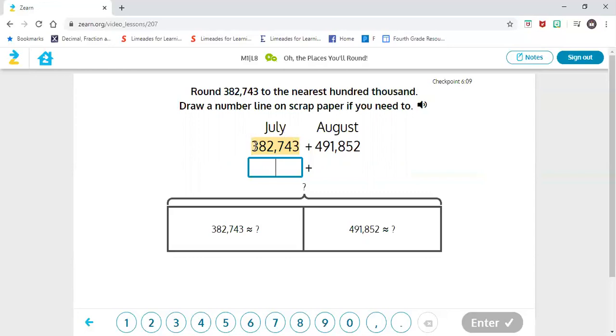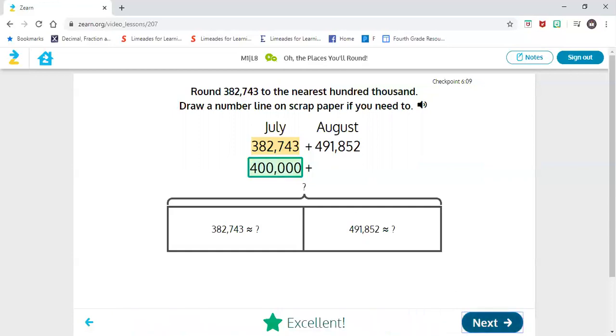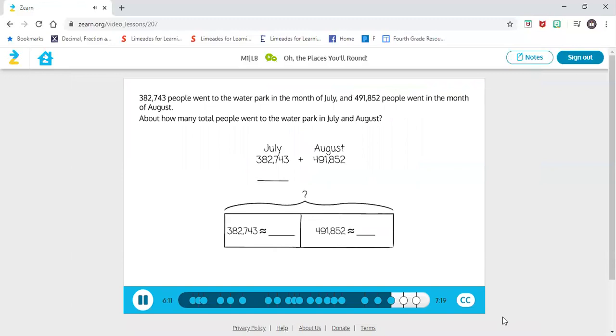So the midpoint between 300,000 and 400,000 is 350,000. So the number I have here is greater than 350,000. So I know this number is going to go up to 400,000. Okay. The first addend, 382,743, rounds up to the nearest 100,000, 400,000. So about 400,000 people went to the water park in July.